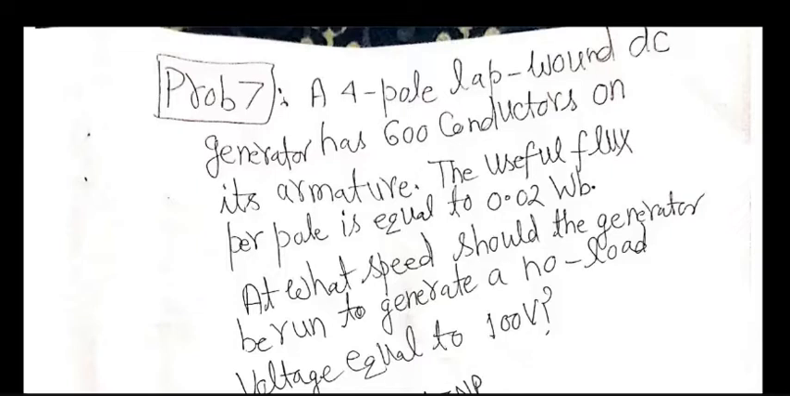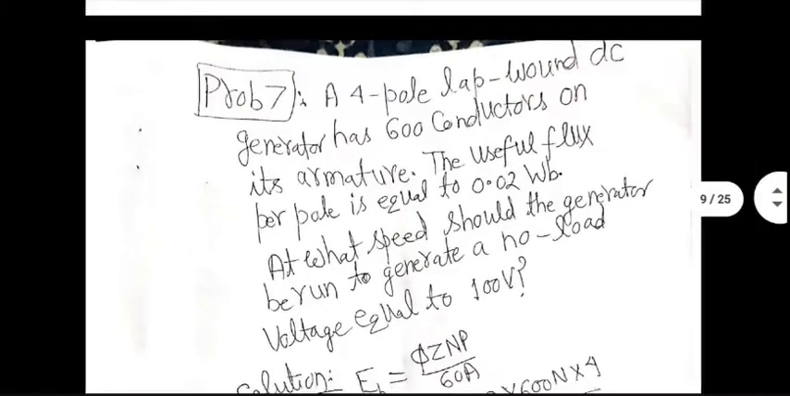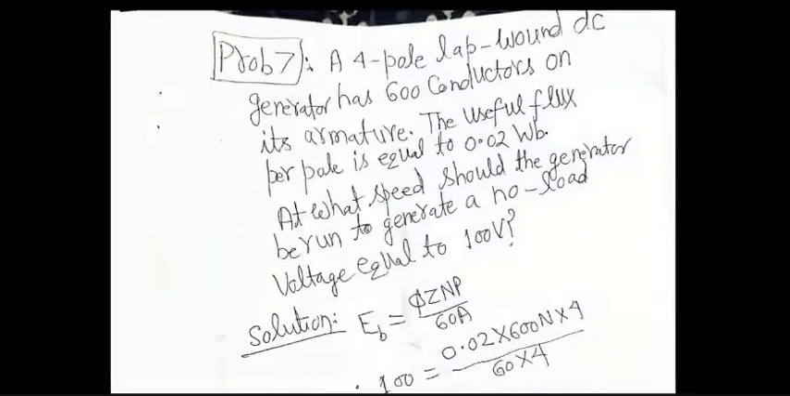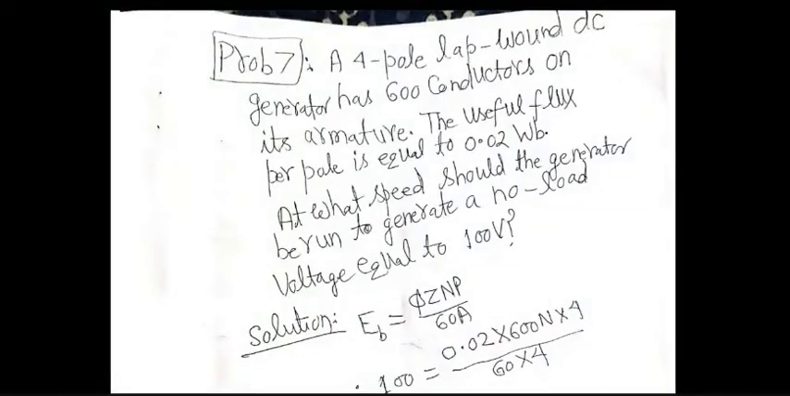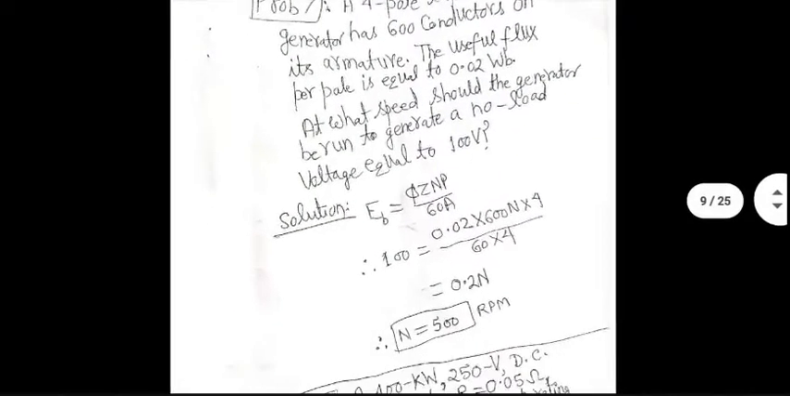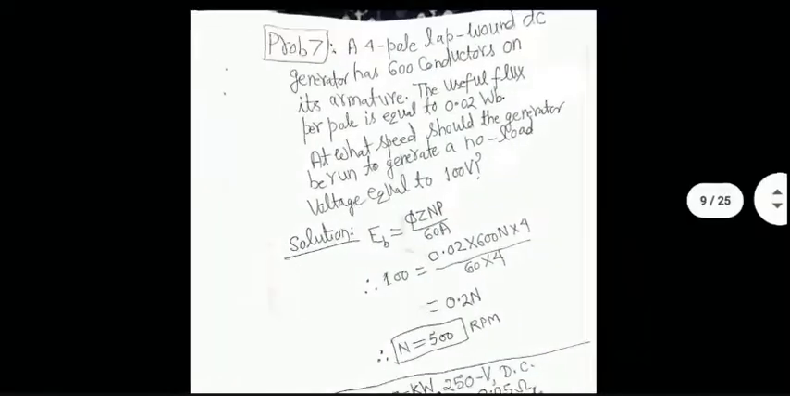So phi is 0.02 Weber. At what speed should the generator be run to generate a no load voltage of 100 volts? It's very simple actually. EB is given and you plug in all the values to figure out N. Very simple calculation.